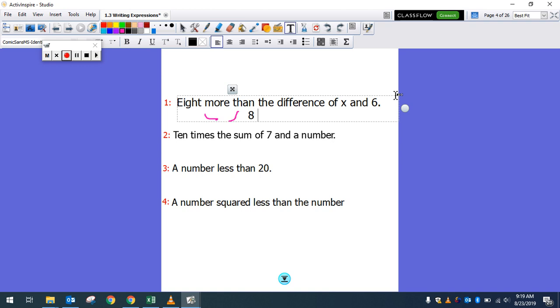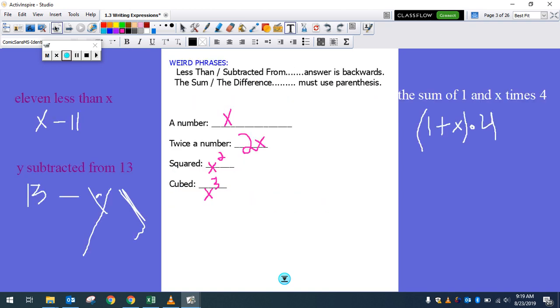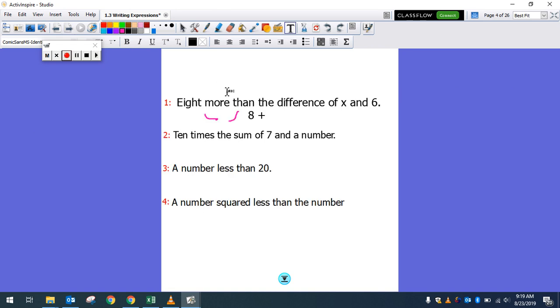8 more than means to add. The difference, that was a special phrase. If you look right back here, the difference meant that we needed to use parentheses. So I'm going to do a parentheses. The difference of x. Difference also means subtract. And 6. So that's my answer for 8 more than meant add. The difference meant I had to put parentheses. And it also means subtraction. So x minus 6.